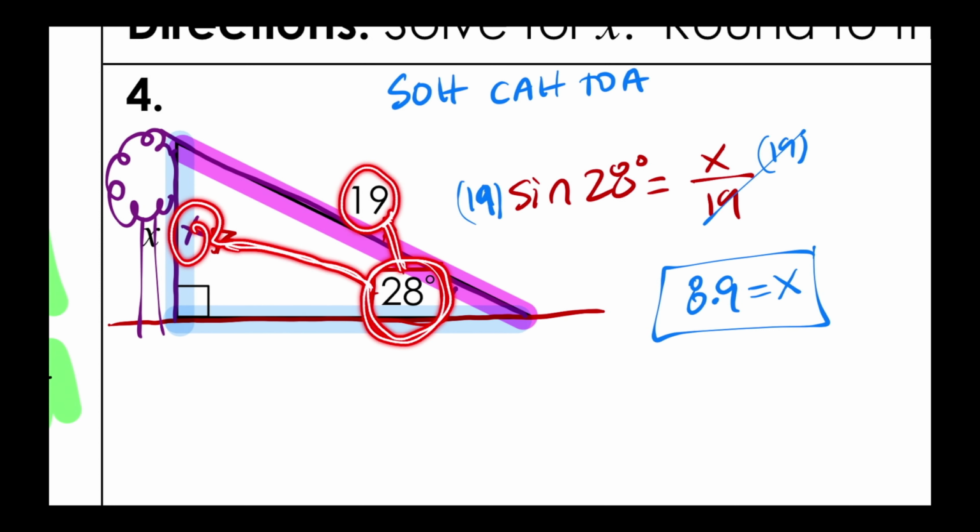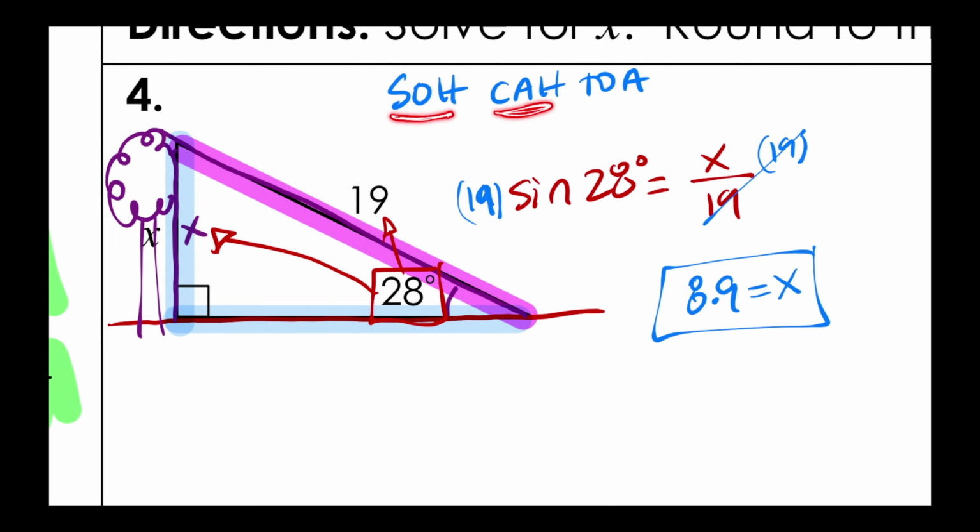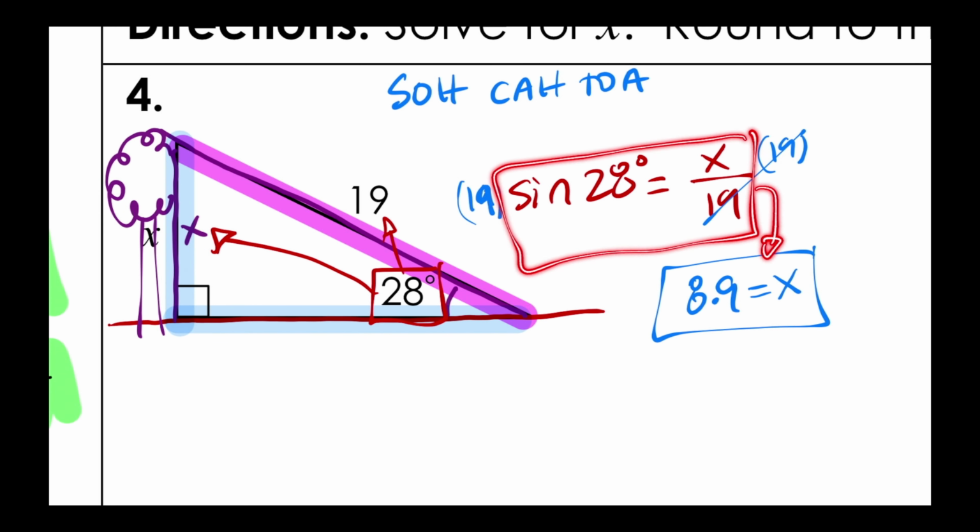And what does that point to? Does it point to sine? Does it point to cosine? Or does it point to tangent? Are they giving me opposite and hypotenuse? Are they giving me opposite and adjacent? Are they giving me adjacent and hypotenuse? Which one are they giving me? Based on that, that's the trig ratio I'm going to use. Then I set up that trig ratio here, and then I solve.